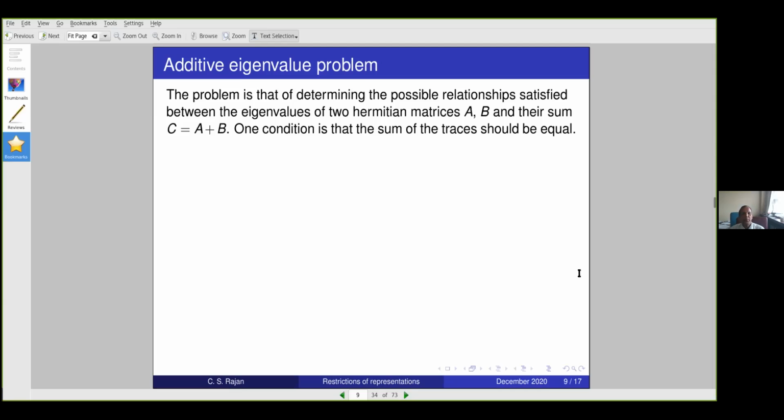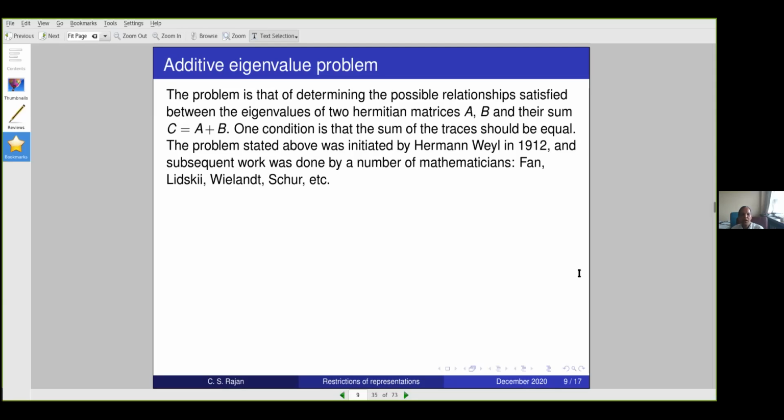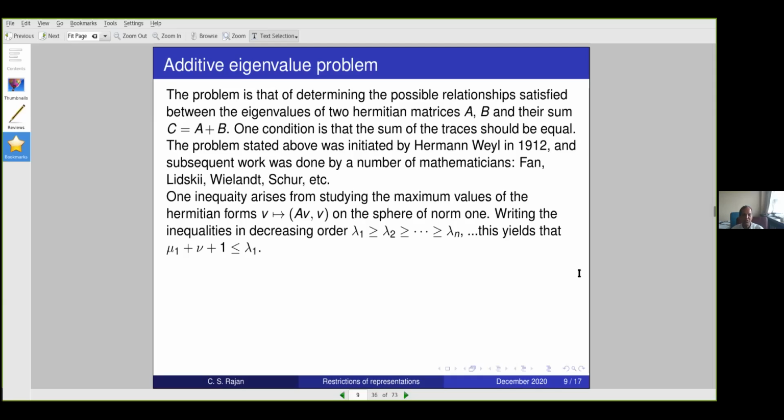Okay, so what is the additive eigenvalue problem? It is the problem of determining the possible relationships satisfied between the eigenvalues of two Hermitian matrices A, B, and the sum, which is C, equal to A plus B. One condition which you see is that the sum of the traces should be equal. This problem was considered by Hermann Weyl in 1912, and many people have contributed to it, with subsequent work by many people, and the general conjectures.